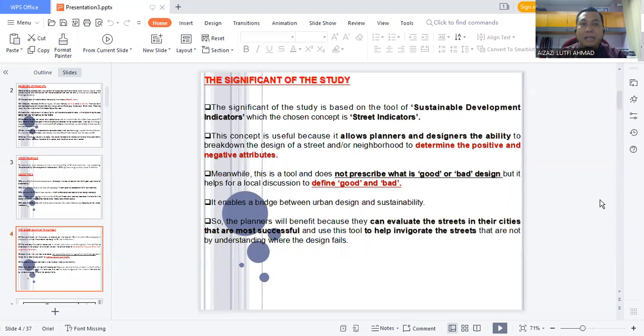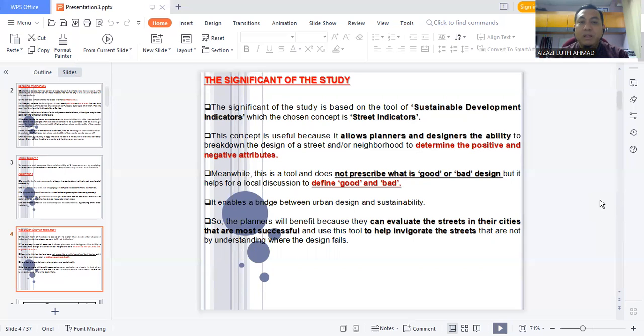The significance of the study is based on the tool of SDI, where the chosen concept is street indicators. This concept is useful because it allows planners and designers the ability to break down the design of streets and also neighborhoods to determine the positive and negative attributes. Meanwhile, this is a tool and does not prescribe what is good or bad design, but it helps local discussion to define good and bad.